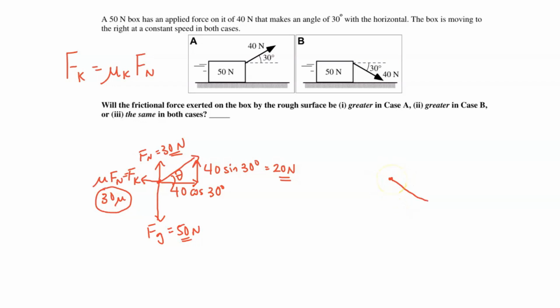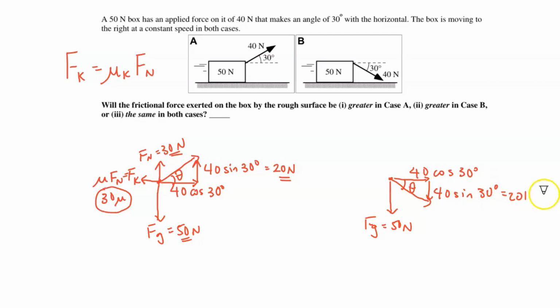Now this is getting pulled downward, and there's also gravitational force. Gravitational force is still 50 newtons. And I'm going to break this into horizontal and vertical components. Here's the theta. Since this is next to the angle, this will be 40 cosine 30. I'm not really worried about that right now. I'm really looking at the vertical component here, and this will be 40 sine 30 degrees, which is 20 newtons.